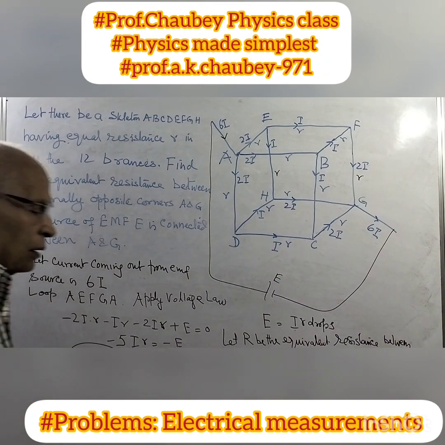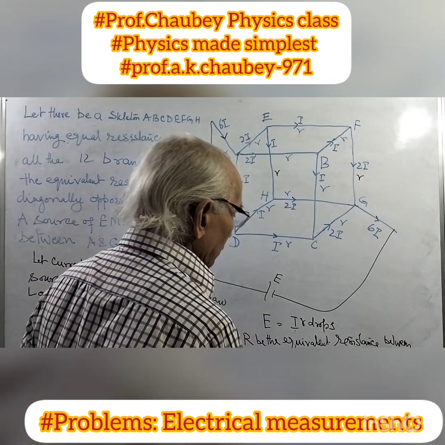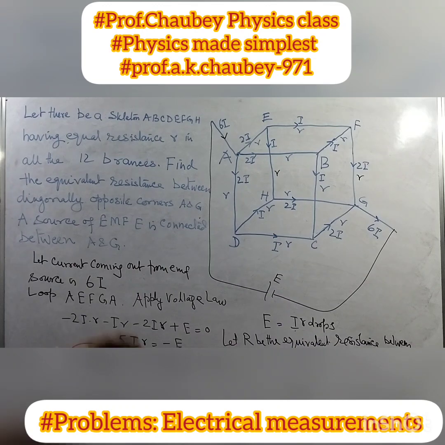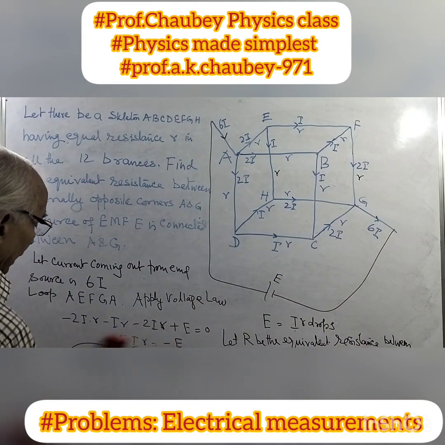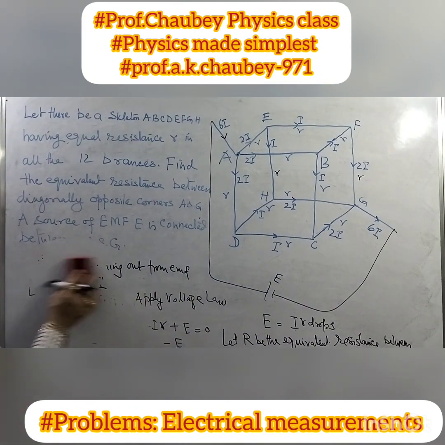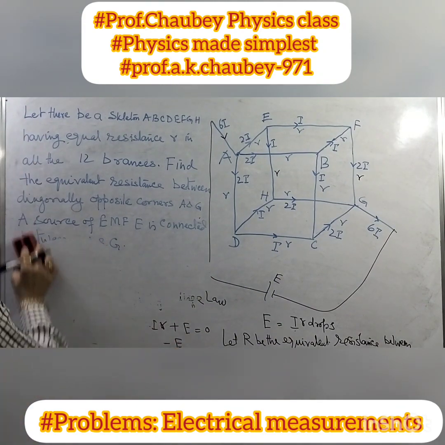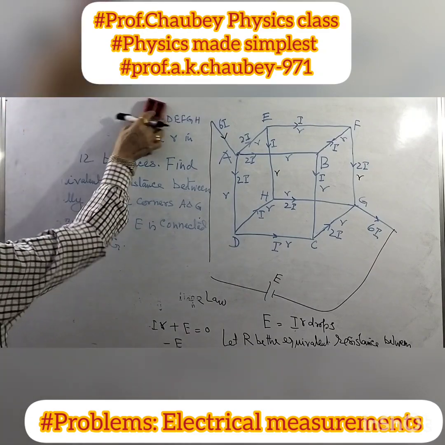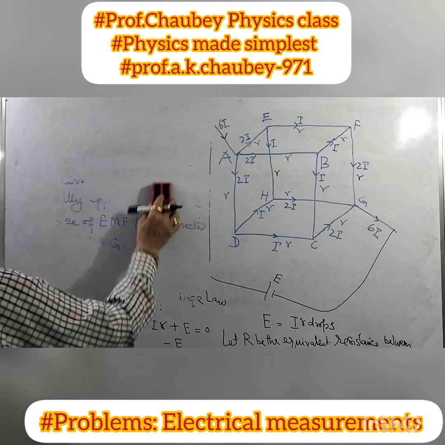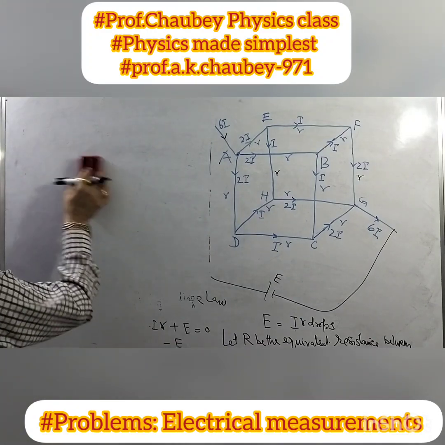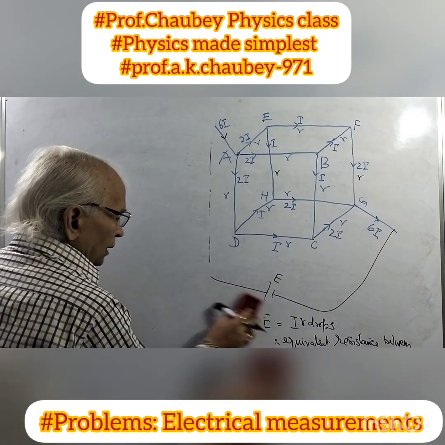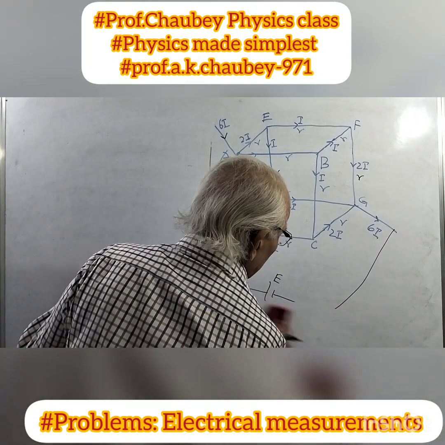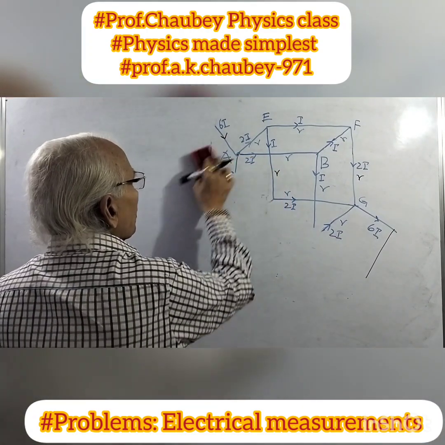This looks like a very complicated question, but it is very simple, because you just have to apply the Kirchhoff voltage law. So this gives the equivalent resistance between A and G, 5 by 6 r. This question has been asked many times in examinations, because it looks very complicated, with 12 resistances connected. But you must know the trick to solve it, so you can solve several similar problems.